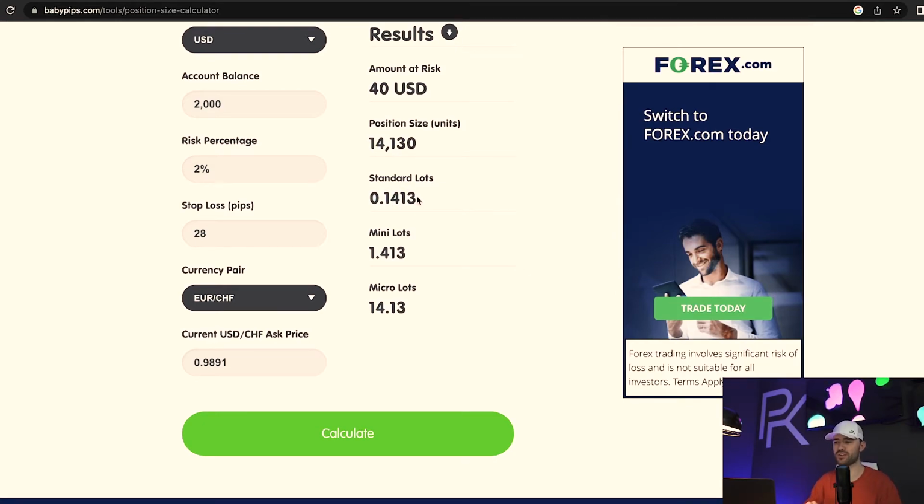And you'll notice now I have a brand new lot size. That's because this is not a one-size-fits-all approach. If you have a 28 pip stop loss on Euro Swiss, you're going to have a different lot size on Euro Dollar, and a different one on Dollar CAD.